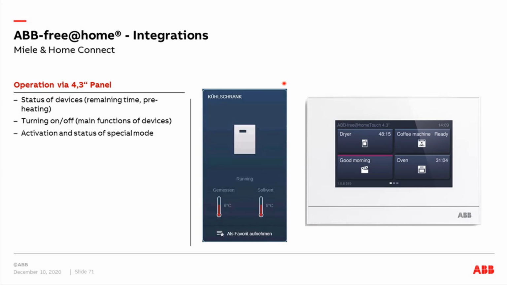So here on the left side, first of all, we have a screenshot from our Free at Home app. Here you see, for example, that you get the status of your freezer, for example, what the temperature inside is. And on the panel you get information like how long the dryer still needs, whether the coffee machine is ready or not, how long the oven still needs, and so on.